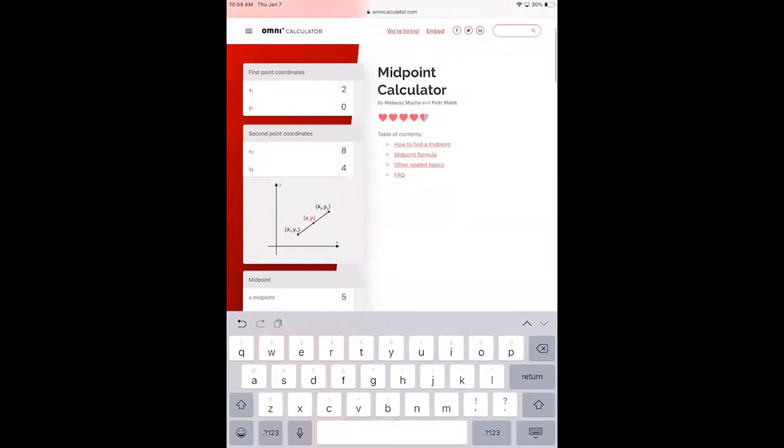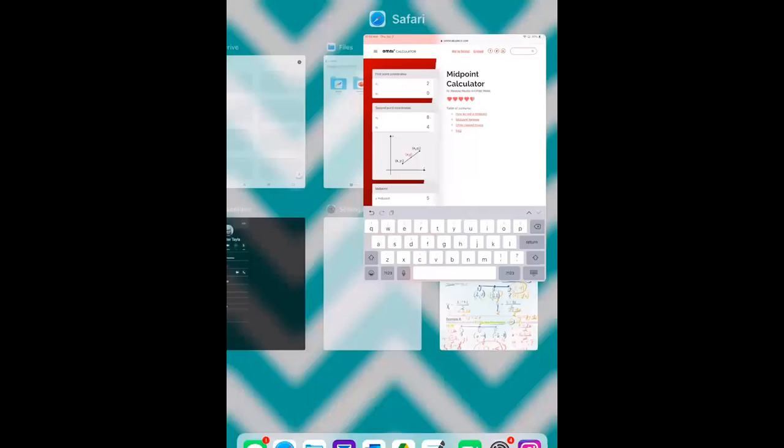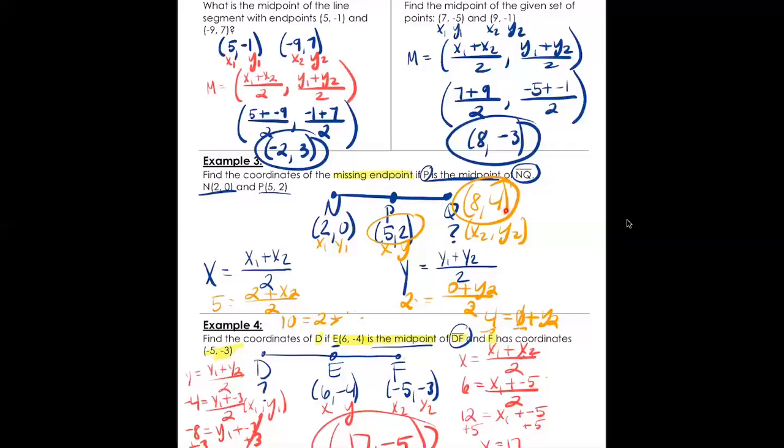And look, it just automatically populates. It gave me 8, 4. Let's check back to see if that's what we got. And it is. We did get 8, 4. Okay? So again, use this math calculator to check your answers. You should not have any wrong answers today because Omni Calculator can do it for you.